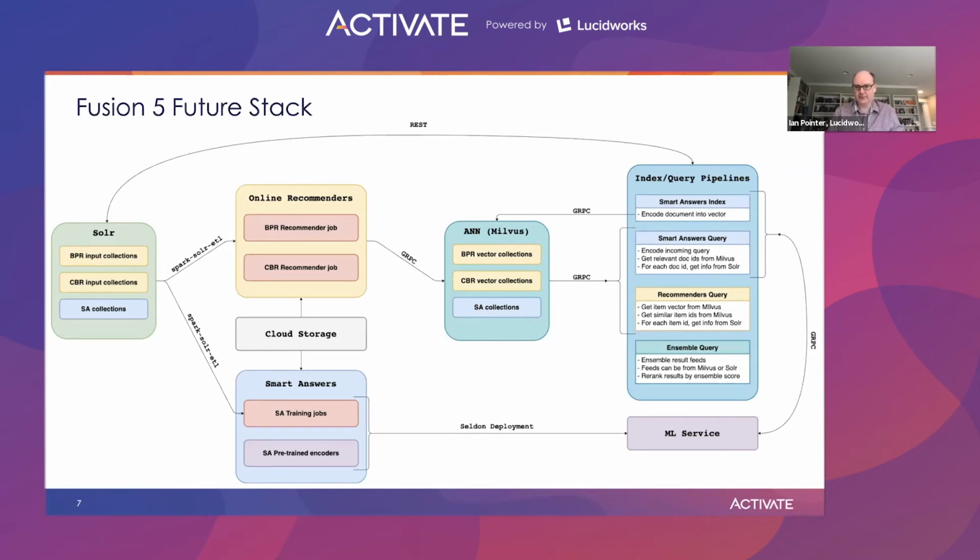And for recommenders, it's a similar story to how we were working before, but instead of getting the similar item IDs from Solr, we're now getting them from Milvus. And from each item ID, we then look up in Solr for other metadata, which again gets passed down the pipeline. And then finally, we have our ensemble query, where we can blend the results from Solr and Milvus together. And that again will be able to be configured in the stage, and we'll just re-rank the results from that by the final score. So that's how things are going to look into the future.